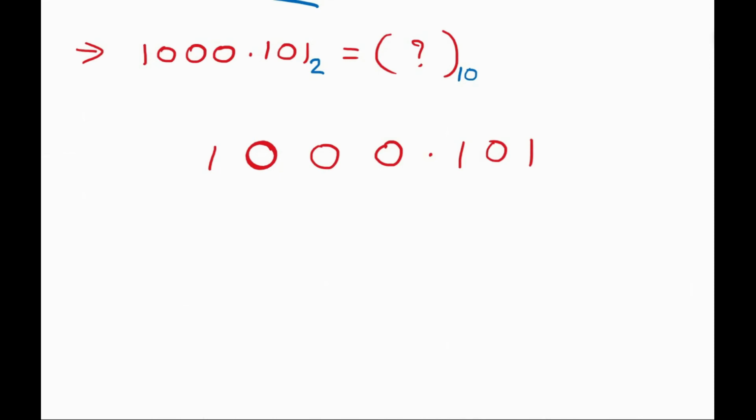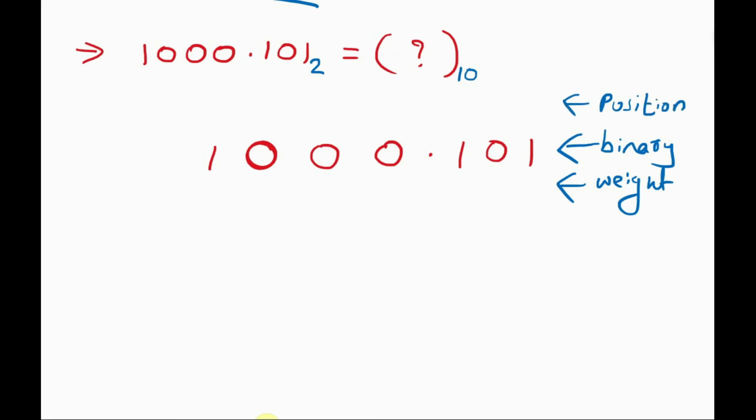Now we will write the weight of the binary number. We will first write the integer part, and also the position. So this is position 0. This is the integer part, positions 0, 1, 2 and 3. For the fractional part, it starts from -1, -2, -3.